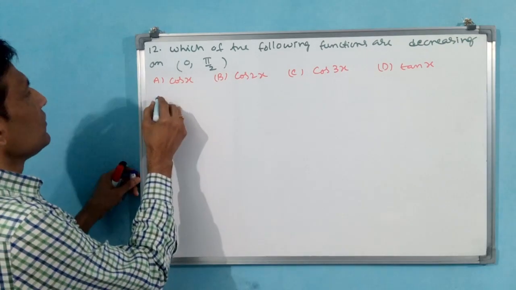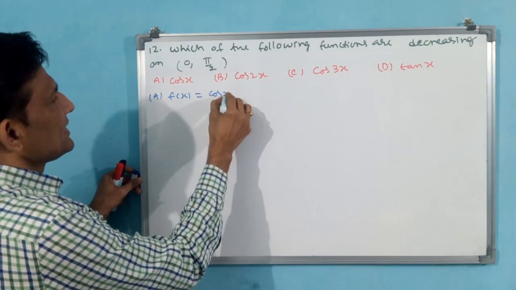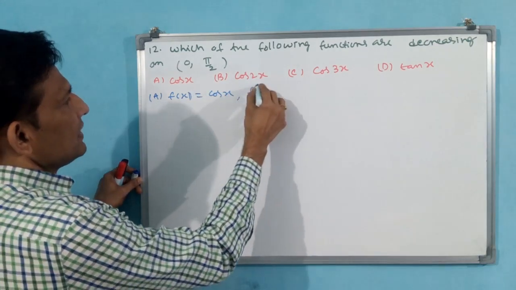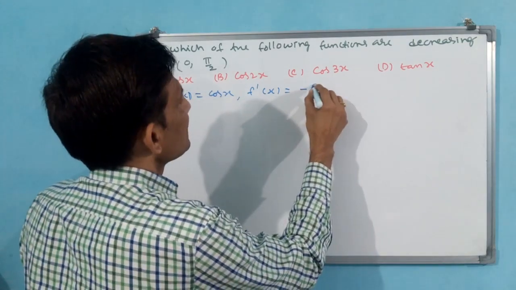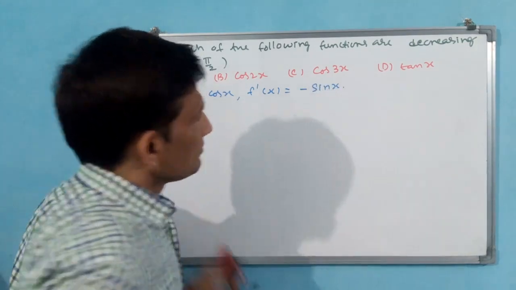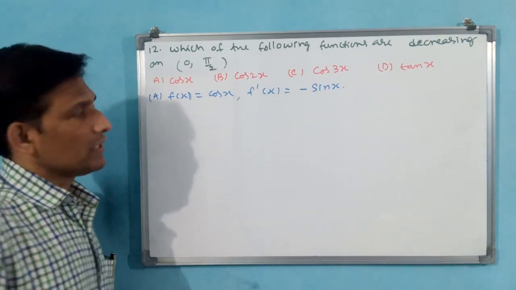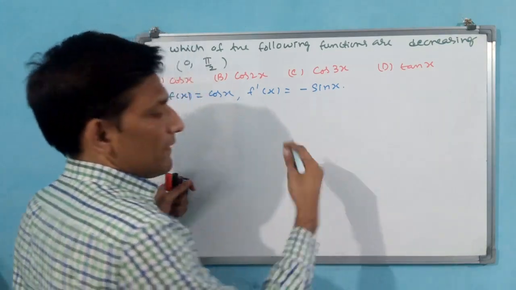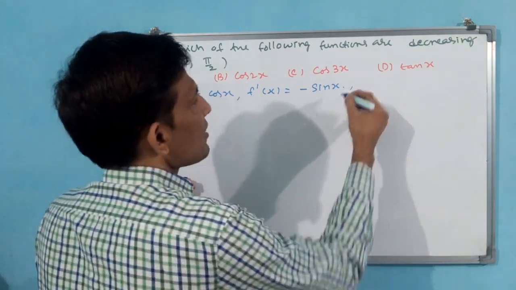Let us take first A. f of x is equal to cos x. Okay, then f'(x) will be what? f'(x) will be minus sin x. Is it okay? But you see, the interval they have given. But even then, for finding the interval, what are you going to do?